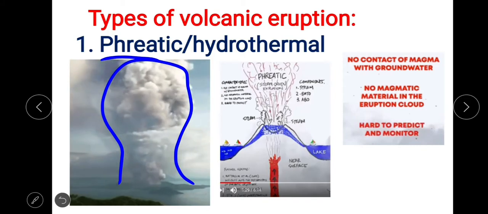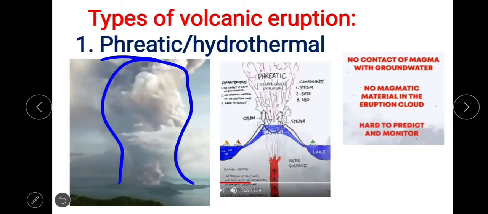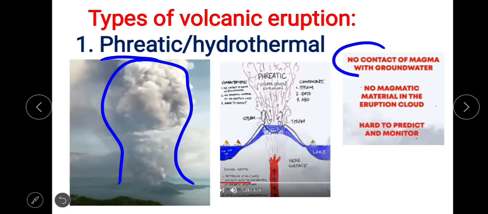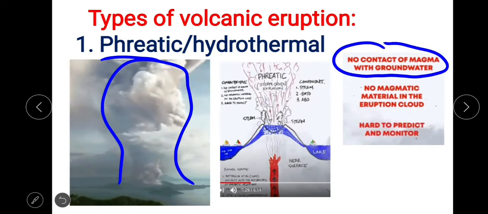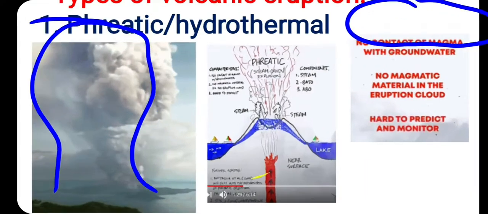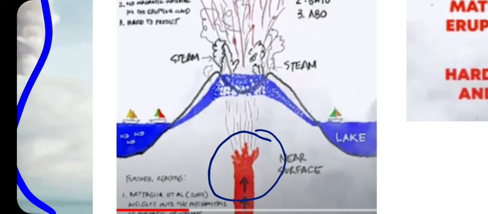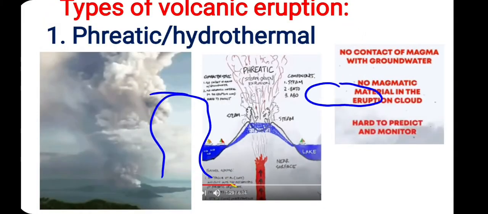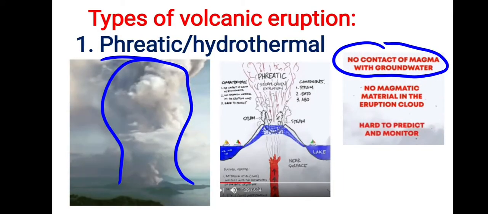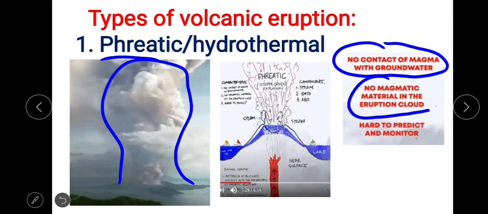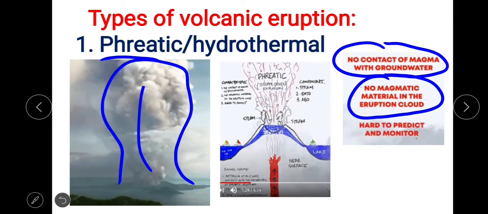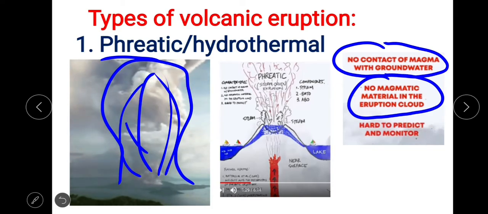Then the indicators of phreatic eruption are these: there is no contact between magma and water. Of course, if you try to check this picture here, you will notice that this is the magma chamber, the magma, and this is the ground water. The two are not in contact with each other. If that is the case, then this is a phreatic kind of eruption. Then another indicator is no magmatic material in the eruption cloud. You cannot see any magmatic materials in the eruption cloud of smoke.